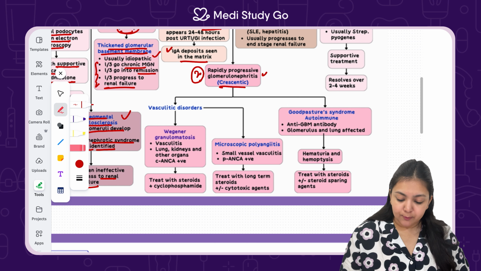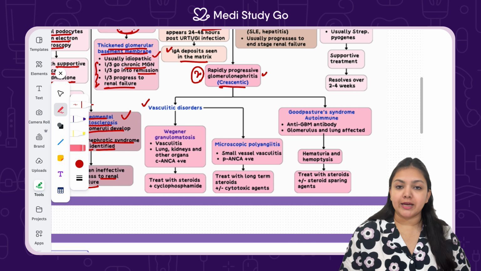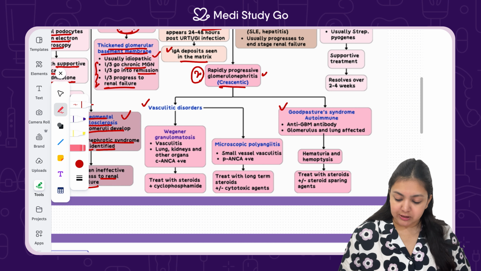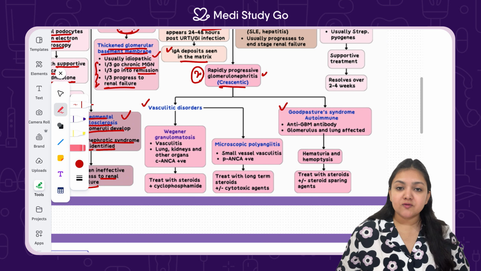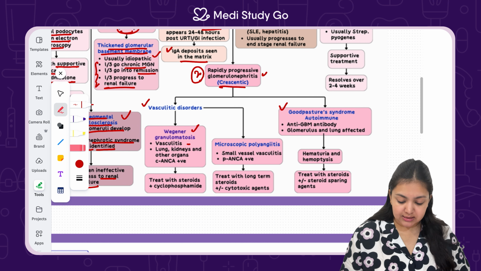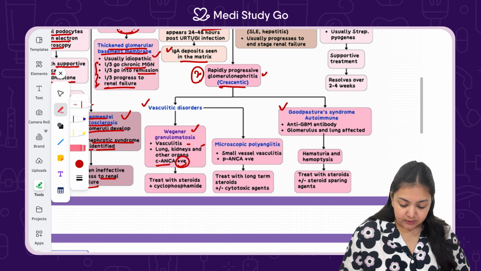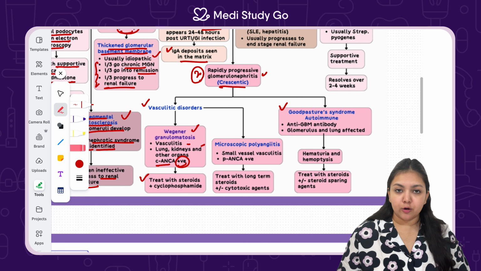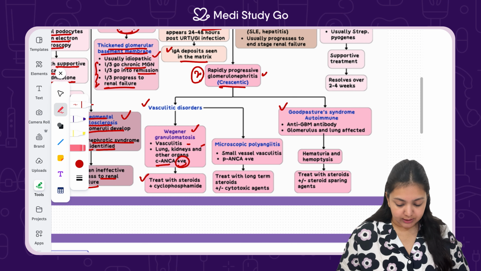Second can be rapidly progressive glomerulonephritis, the crescentic one, which can be because of vasculitis disorders or Goodpasture Syndrome. What is a vascular disorder? It means some vessel is not fine. For example, in Wegener's granulomatosis, there is vasculitis. Lung, kidney and other organs are damaged and ANCA antibodies are positive. This can be treated with steroids and cyclophosphamide to decrease the overload on the kidney.